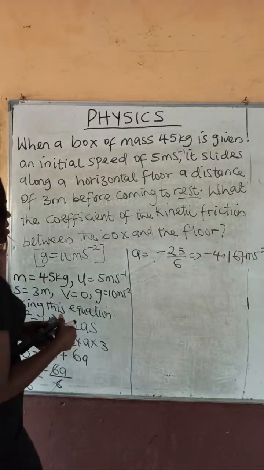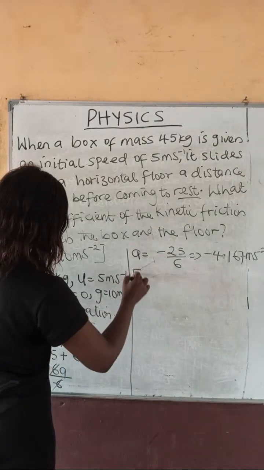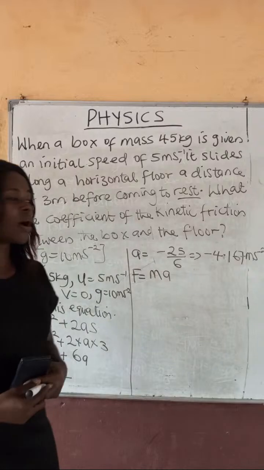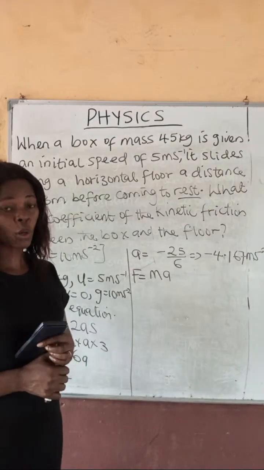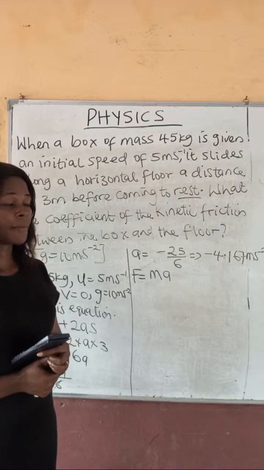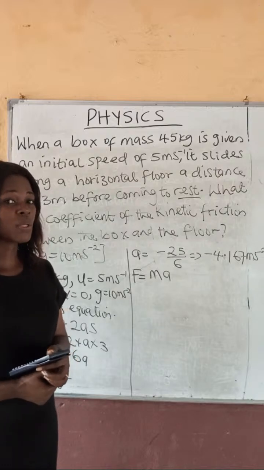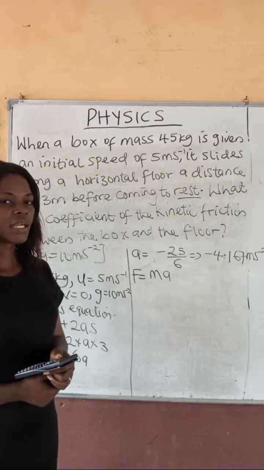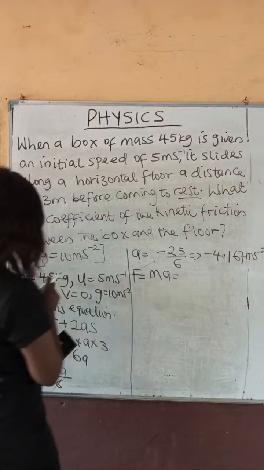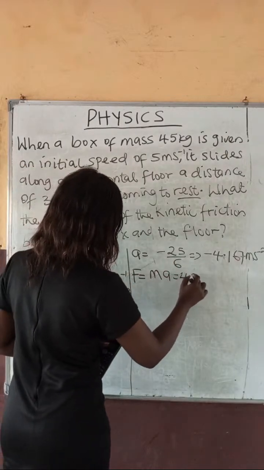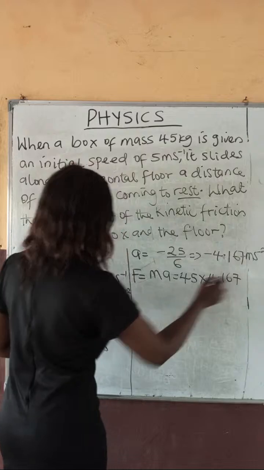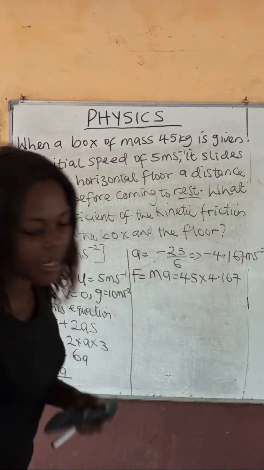Now we have gotten that. Let us get our frictional force, which is F equals MA. And I said we got minus, that means what we actually found was deceleration, because that is when the velocity of the body decreases with time. Also, deceleration is the negative of acceleration. Okay? So my mass is 45, times 4.167. We are not putting the negative sign.